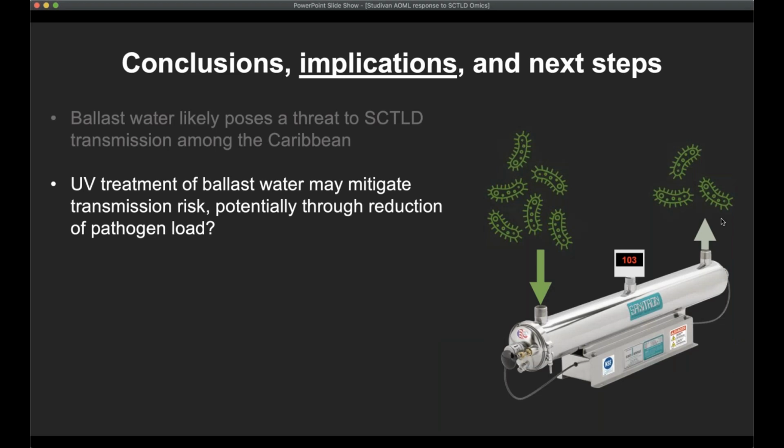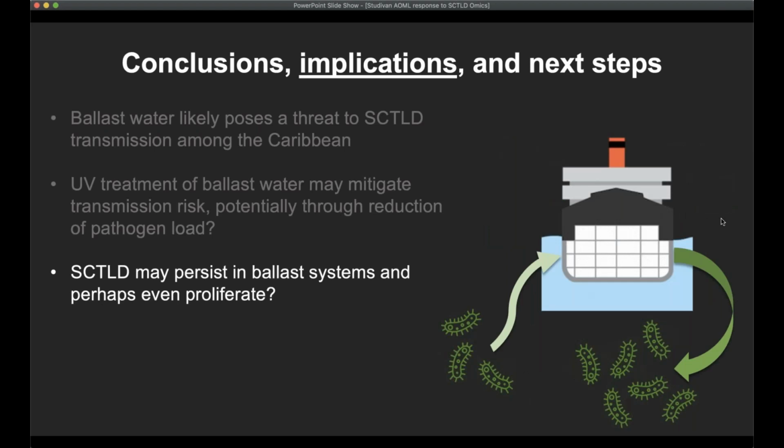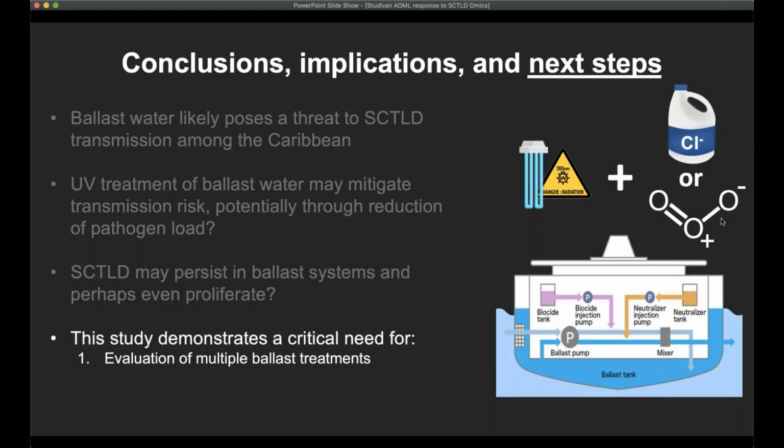We found some evidence that UV treatment was effective and may therefore mitigate transmission risk, possibly through reduction of pathogen load. And so we're hoping to look at microbial abundance, as I mentioned in the previous slide, to see if there really is an effect on the microbial communities as they pass through that UV sterilizer. Second, we found some evidence that SCTLD might be persisting in ballast water systems and perhaps even proliferating. This is an avenue that definitely needs to be looked into, and we're hoping to design some more experiments at perhaps larger scales to address whether ballasting has this effect.